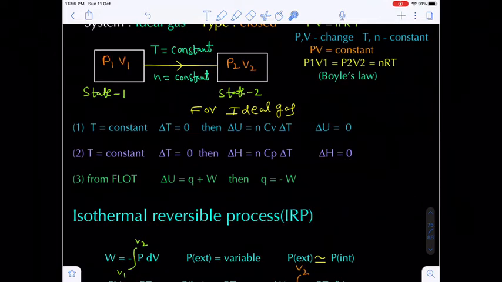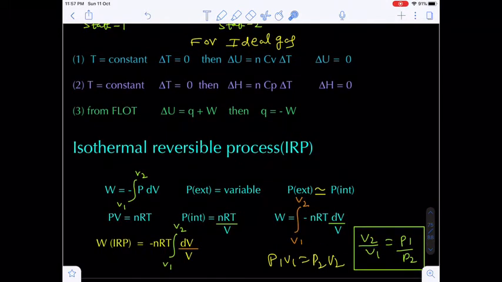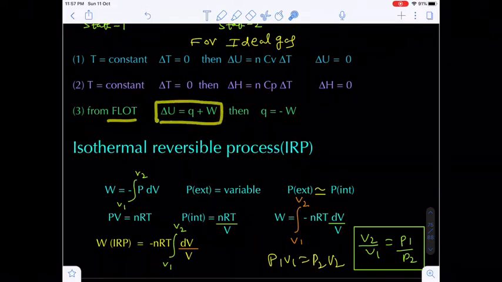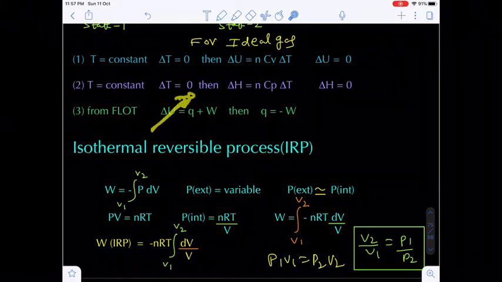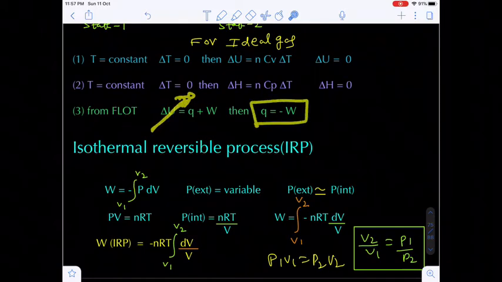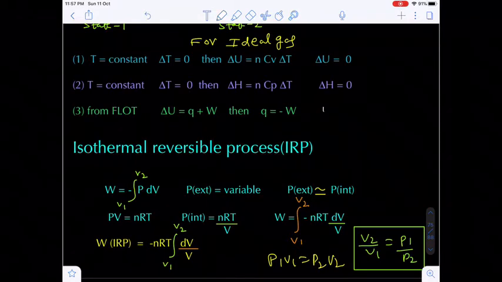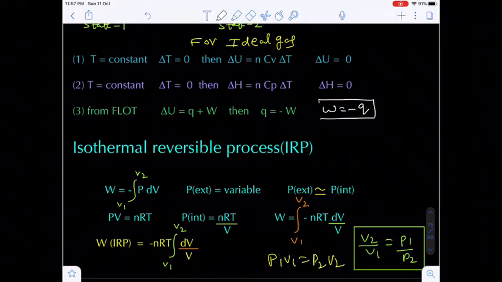In an isothermal process, delta U is 0 and delta H is 0. From the first law of thermodynamics, we know delta U is equal to Q plus W. Here the Q value becomes 0, so delta U becomes 0. So then Q is equal to minus W. Otherwise, we can say W is equal to minus Q. It is also valid.